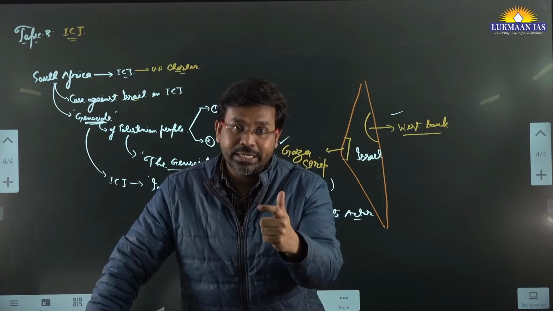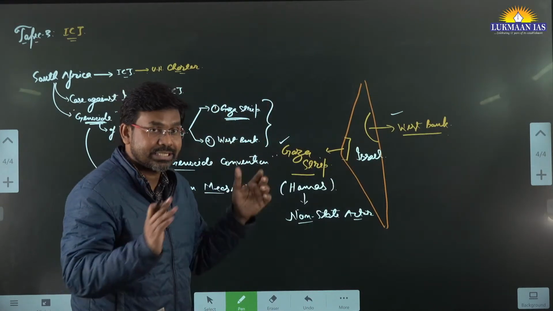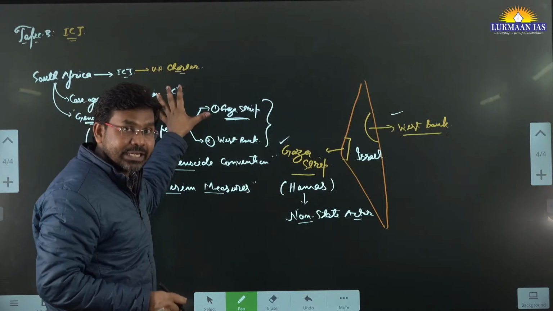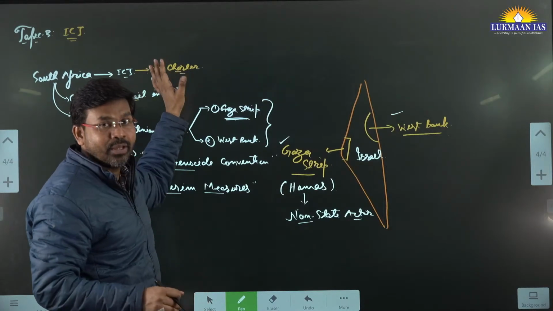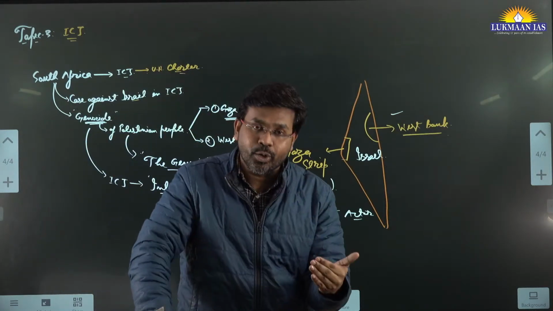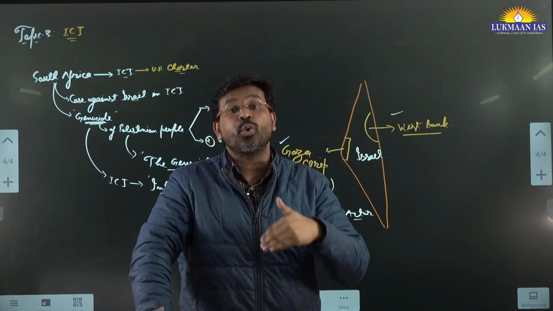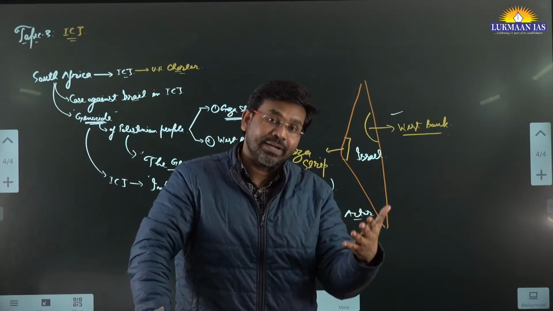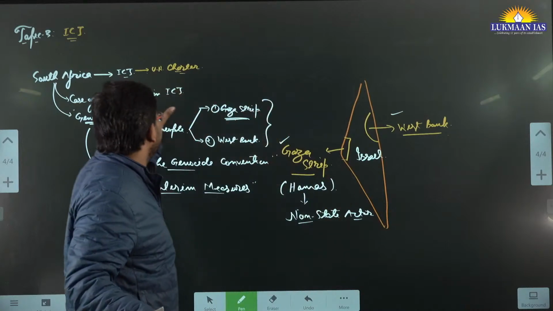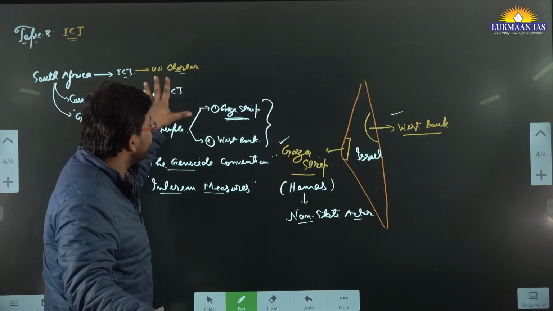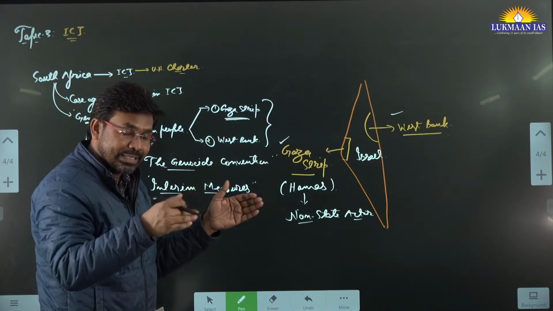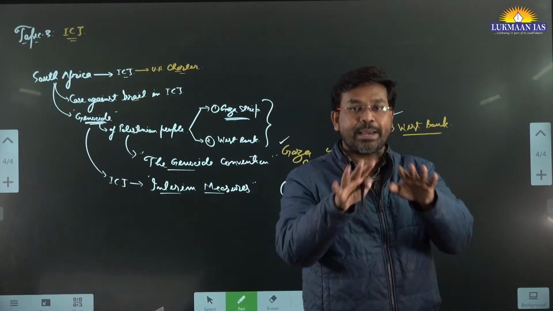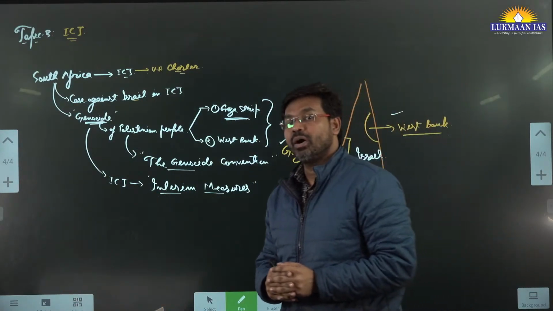So International Criminal Court and International Court of Justice, these are two different courts. The International Court of Justice has been set up under the UN Charter. The International Criminal Court has been set up under the Rome Statute. The Rome Statute is different, and the UN Charter is different. The UN Charter is a document. It is the constituting document that led to the establishment of the United Nations organization.